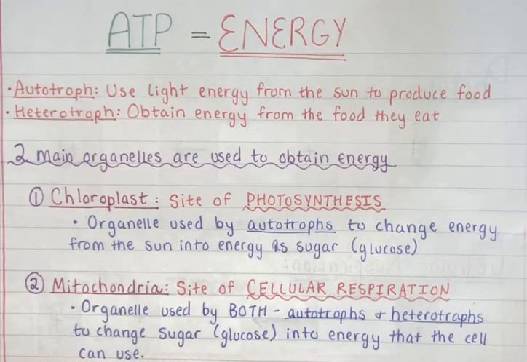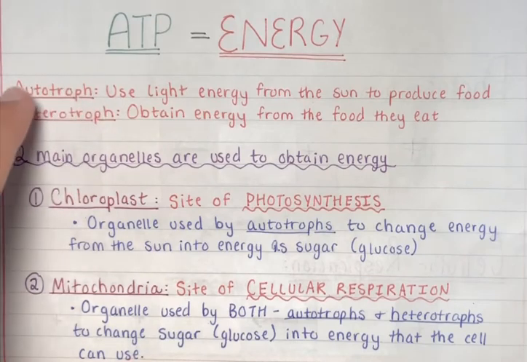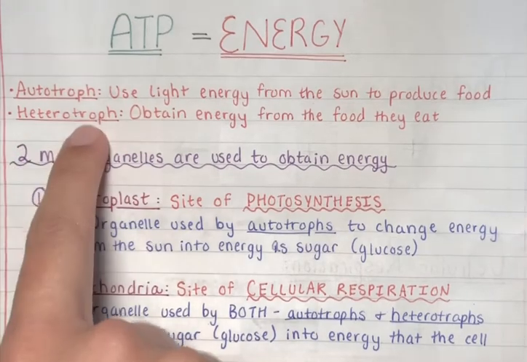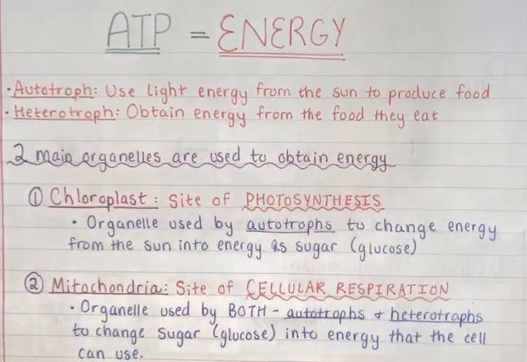Now, there are two main ways that organisms get their food. We have autotrophs and heterotrophs, all right? Autotrophs, we talked about, automatically make their own food. They use light energy from the sun to produce their own food in a process known as photosynthesis. Then we have heterotrophs. This is what we are. We obtain energy from the food that we eat. We must consume another organism to get our energy.